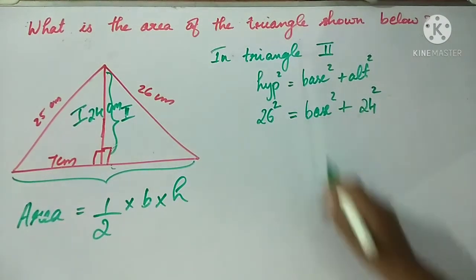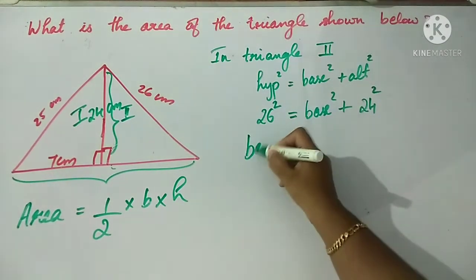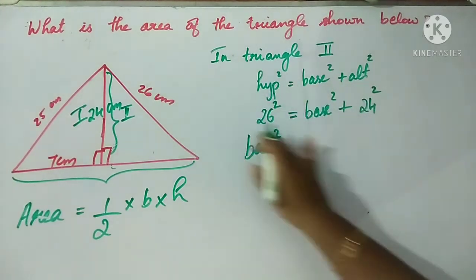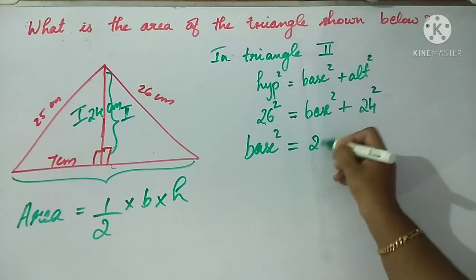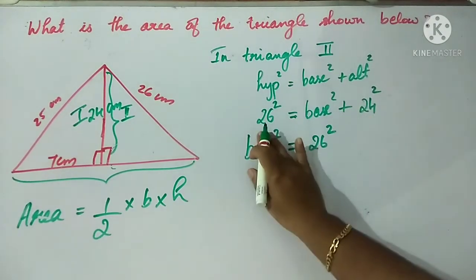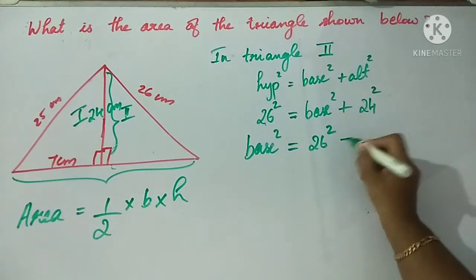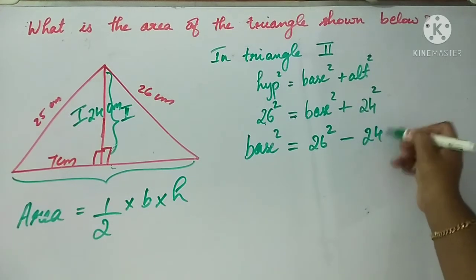We need to find what is base square. So we write base square. Let us rearrange this. Base square is equal to 26 square. When we take this to the other side of the equal to sign, it becomes minus 24 square.